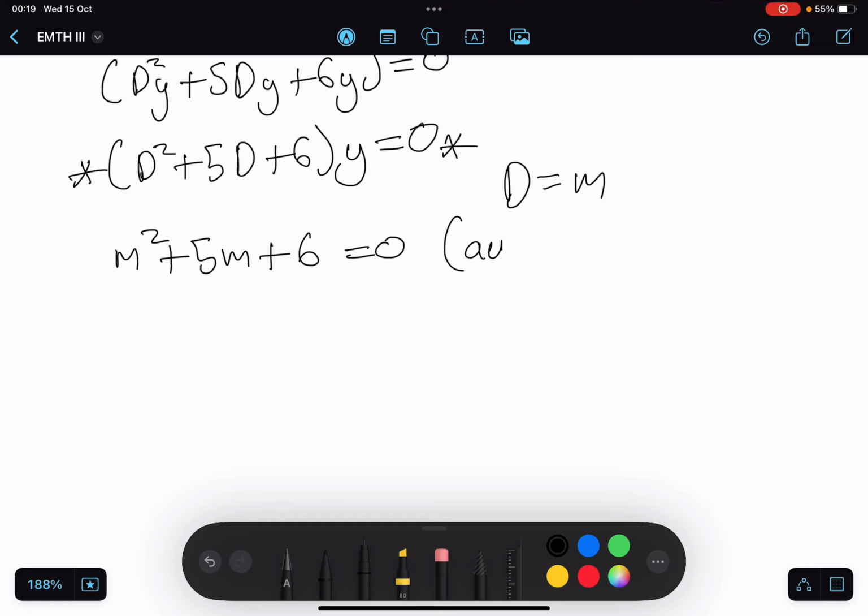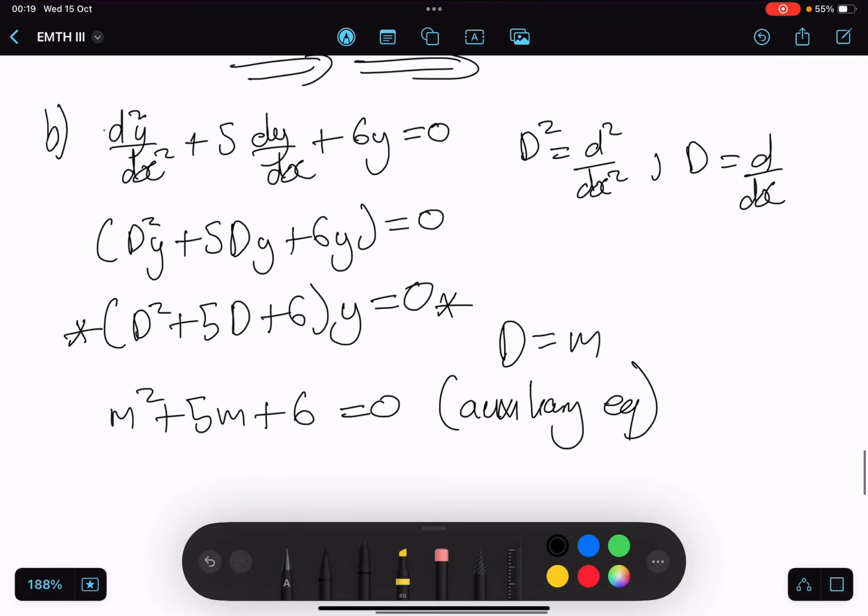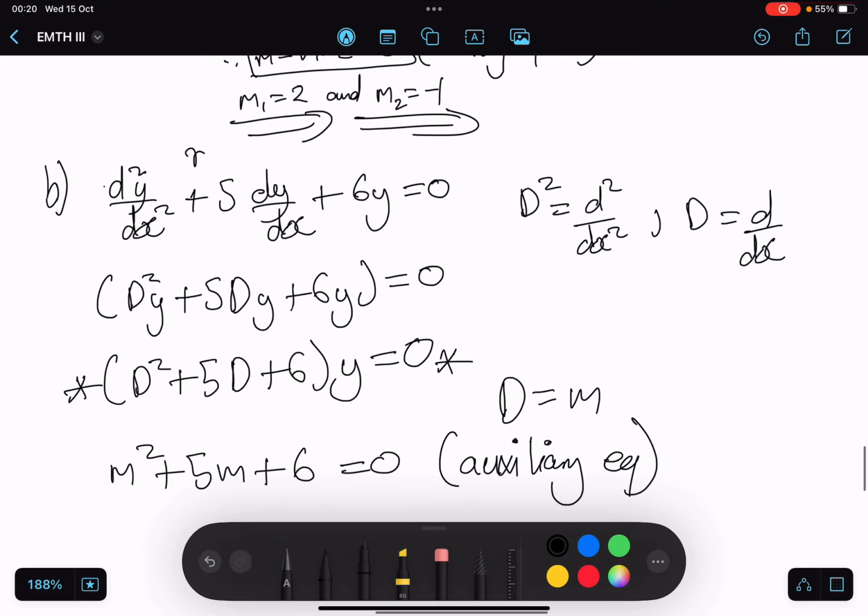So this is our auxiliary equation, and this is how we solve a second order differential equation. This is a second order differential equation.